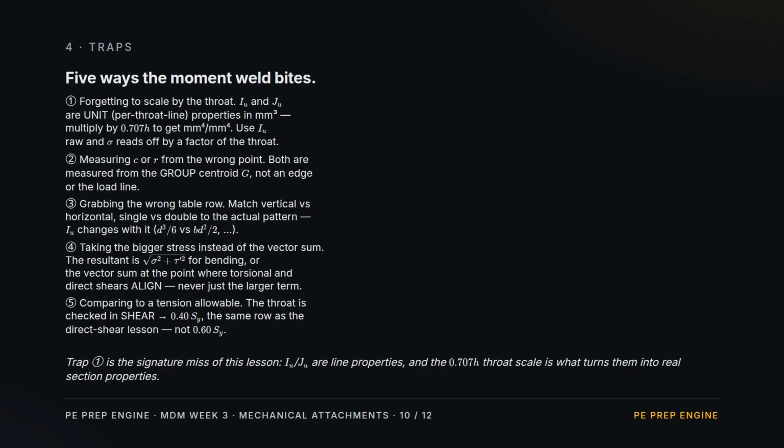3. Grabbing the wrong table row, vertical versus horizontal, single versus double, each has its own unit moment. 4. Taking the bigger stress instead of the vector sum. Combine the direct and moment shears, never just keep the larger one. 5. Comparing to a tension allowable. The throat is checked in shear, 4/10 of yield, the same row as before.